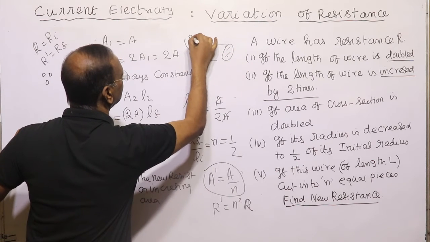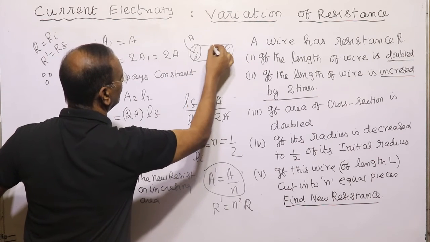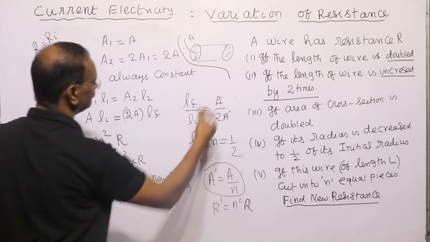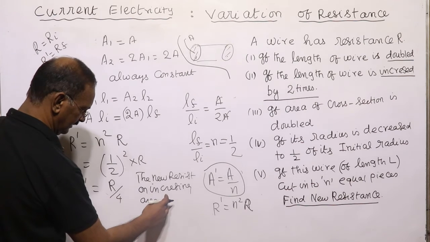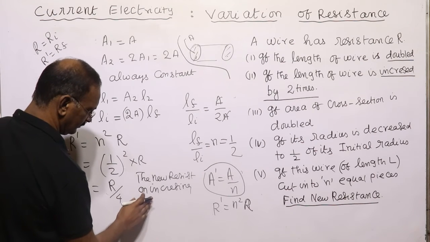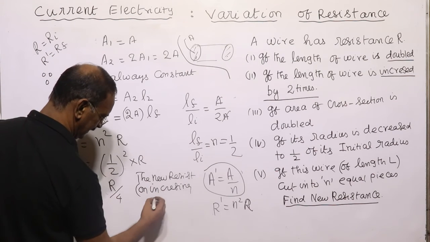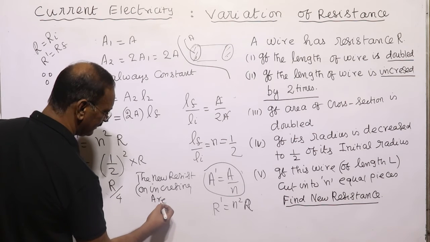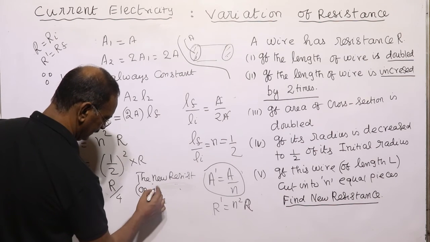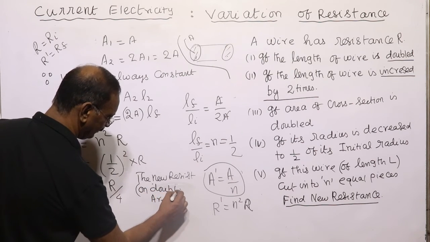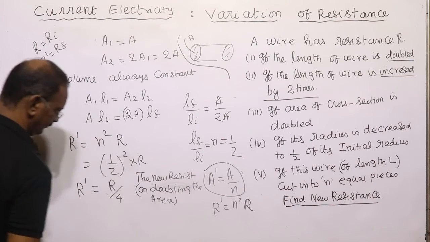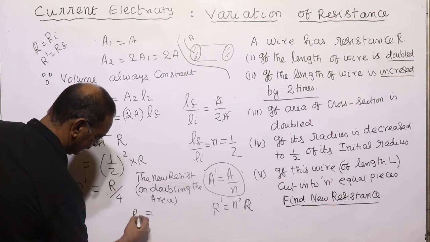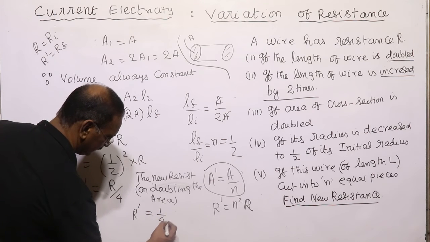This portion is A, and this is doubled. After doubling, the area is doubled, so now the new resistance is decreased. On doubling the area, R dash is equal to 1/4 of the original resistance.